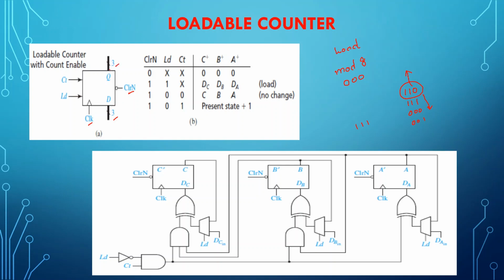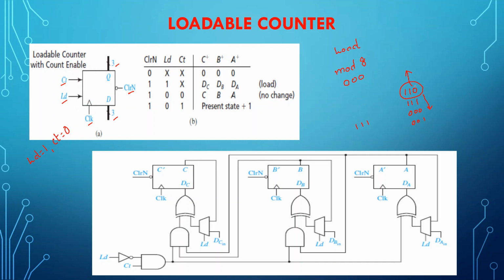The additional inputs that I can see in the loadable counters are, one is count and the other one is load. Very similar to what you saw in the up and down counter, you had two additional inputs, right? Up and down. Very similarly, loadable counters will have two additional inputs. One is count and one is load. Please understand this very carefully. When load is equal to 1 and count is equal to 0, whatever data you are thinking of loading to the counter will be loaded to these flip-flops.